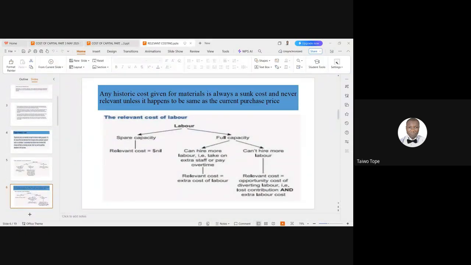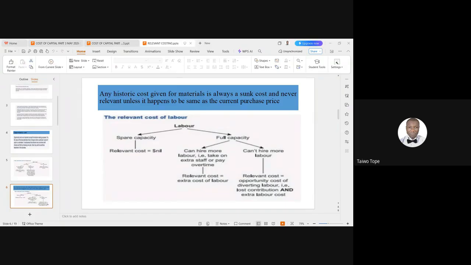Maybe there will be wastage of material. There will be more time that will be used. So what is that lost contribution of them not working in Department A, but co-opting them in Department C? The lost contribution in Department A will be the relevant cost, plus the cost you are supposed to pay them in Department A. Please take notes because I've seen questions on this particular aspect.